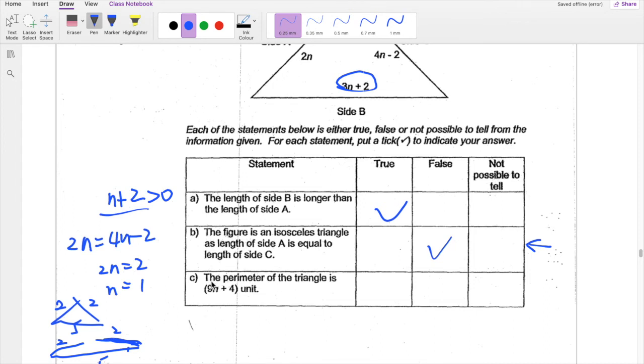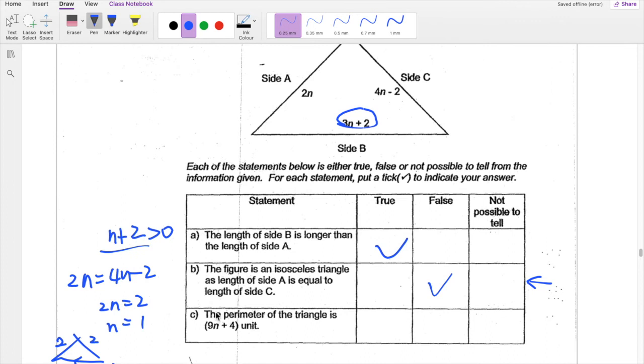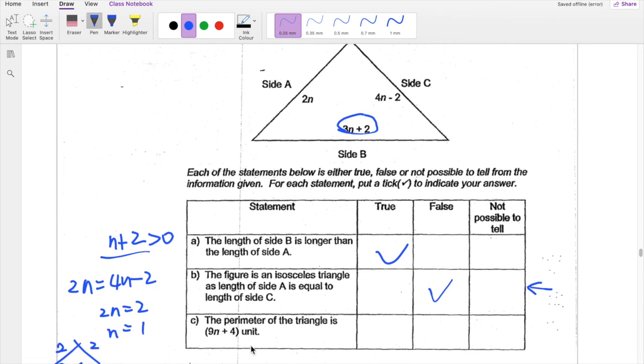The third one, the perimeter of the triangle. For the perimeter, we just sum them up, right? This is 2n plus 4n minus 2 plus 3n plus 2. The minus 2 and plus 2 cancel out to 0, so the answer should be 9n. So this one is false.